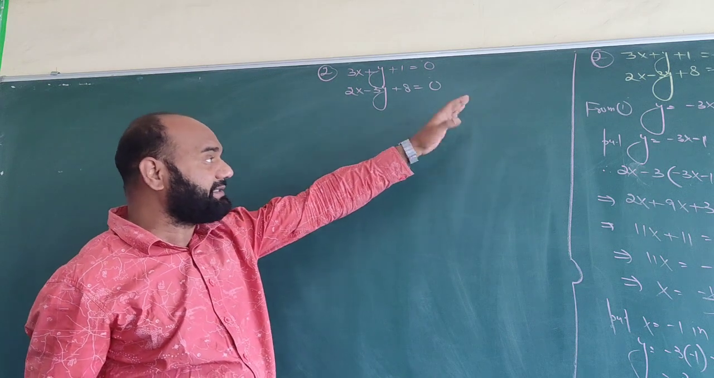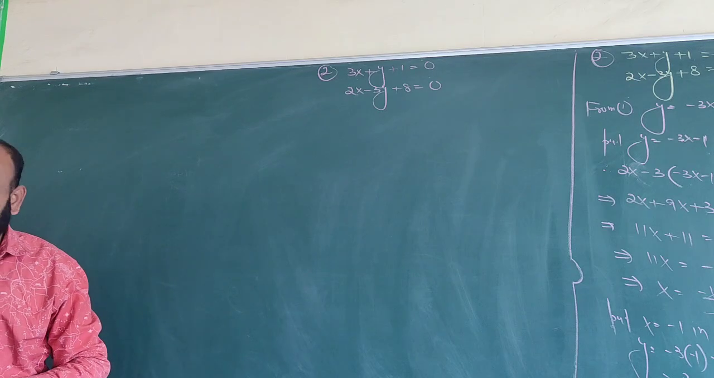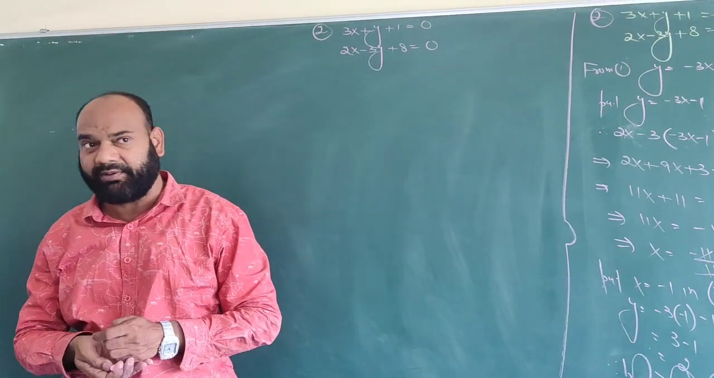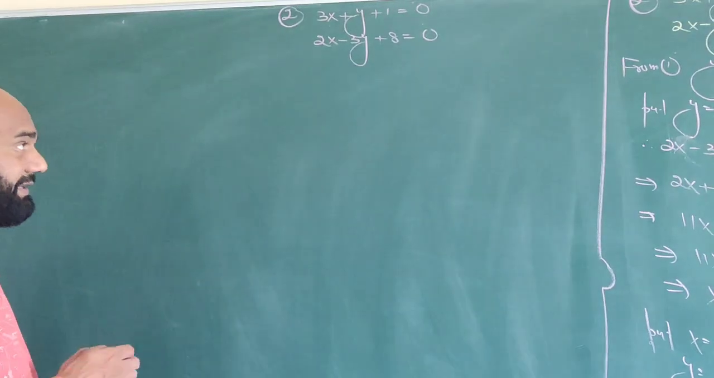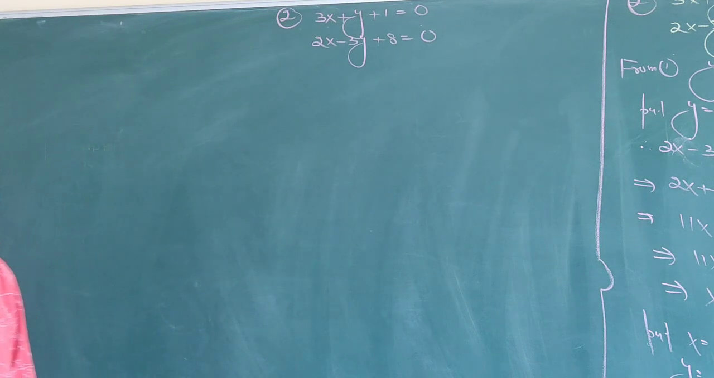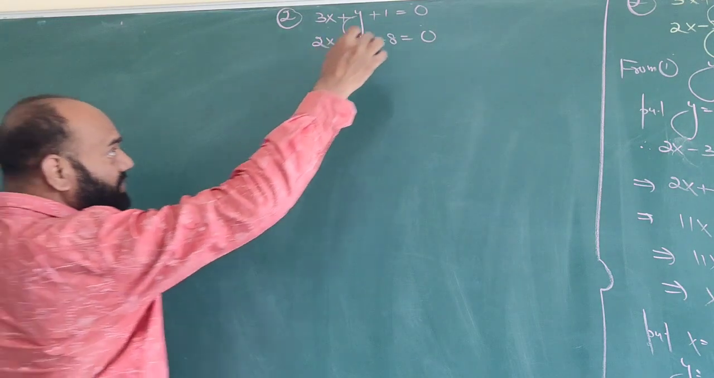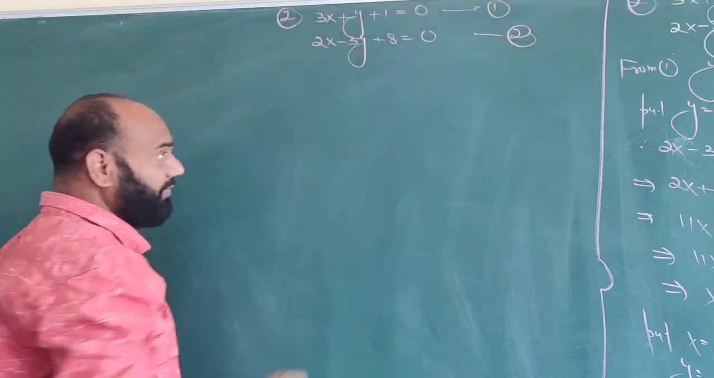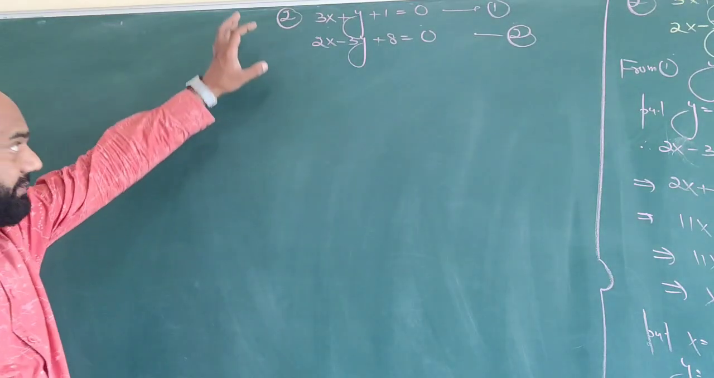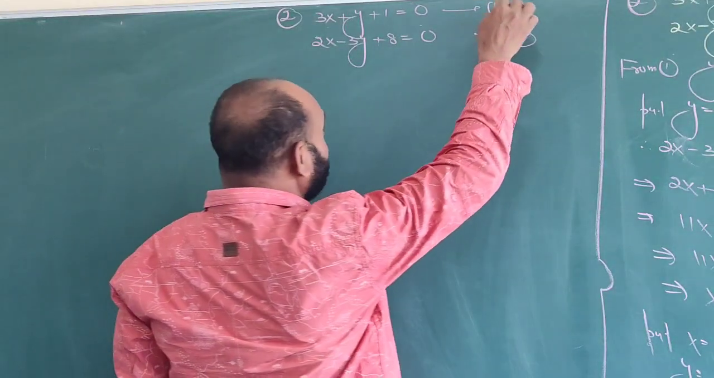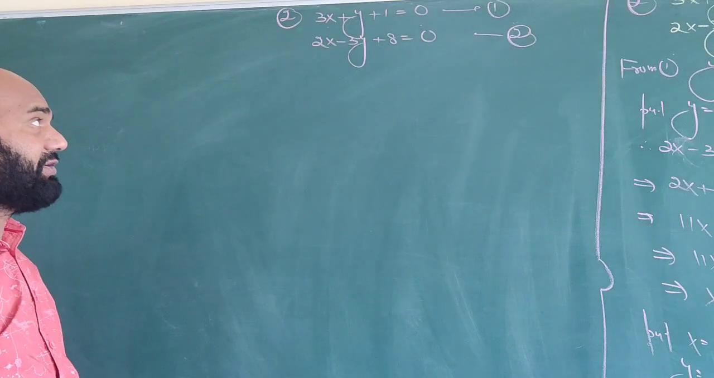Now we solve this example again by the elimination method. In the elimination method we make the same term of x or the same term of y. Either method can be used, and by using any one of these two methods, either making the same term of x or making the same term of y, the answer is always the same. So let this be equation number 1 and this be equation number 2. First of all, we could solve this question by making the same value of x. Now we solve this example by making the same values of y.